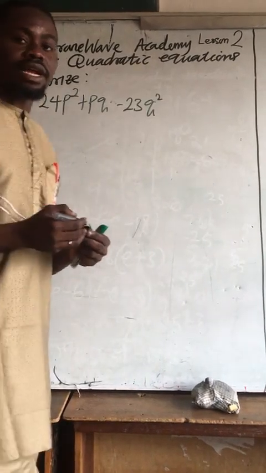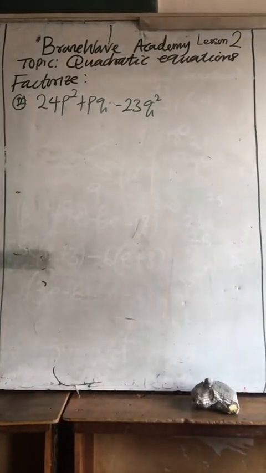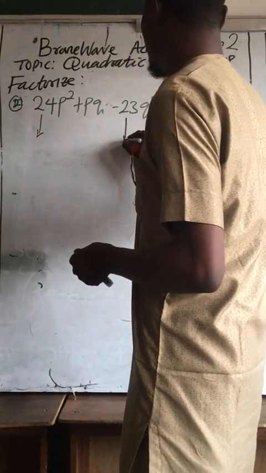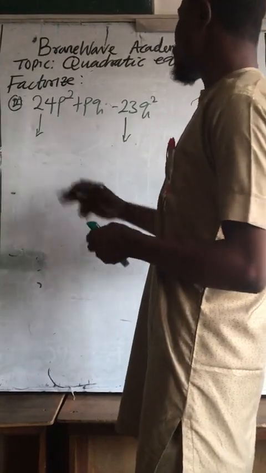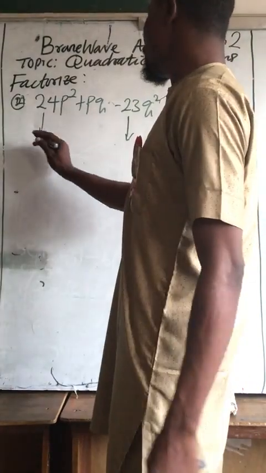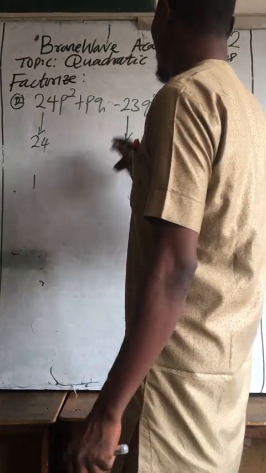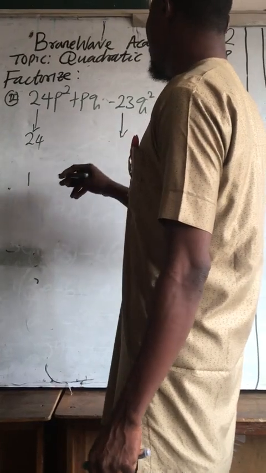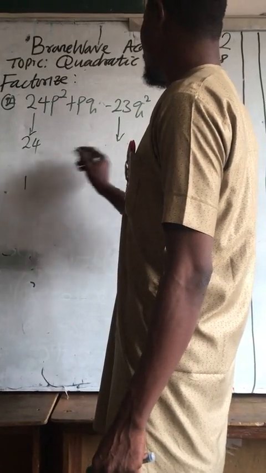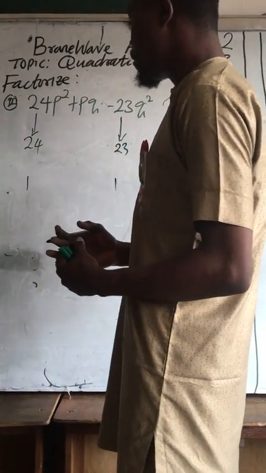You are asked to factorize this. How can you solve it? Like I've said, you use that method I used, which is what? The trig method. You draw an arrow here, draw another arrow here. What factor can you use for this 24? You can actually use 24 times 1. What about 23 here? If it's 24 times 1, 24 minus 1, here is what? 23 times 1. This is the first factor I actually use.